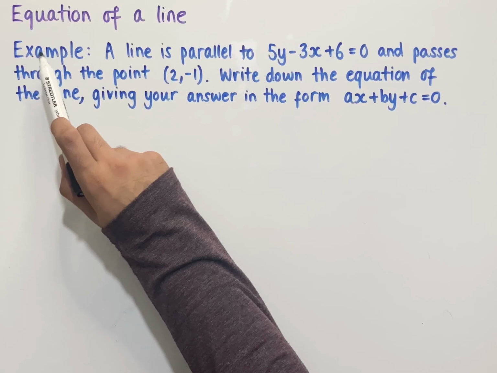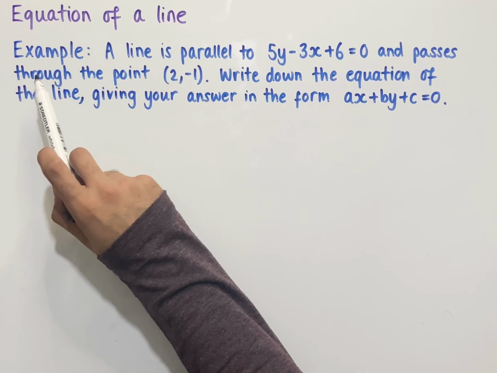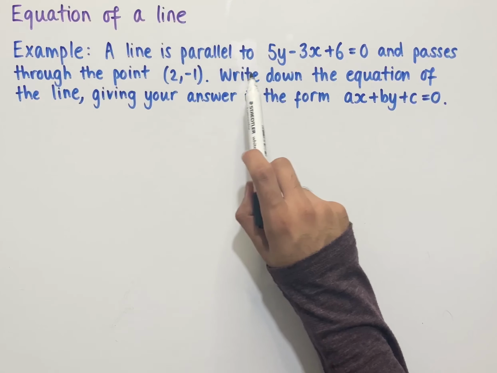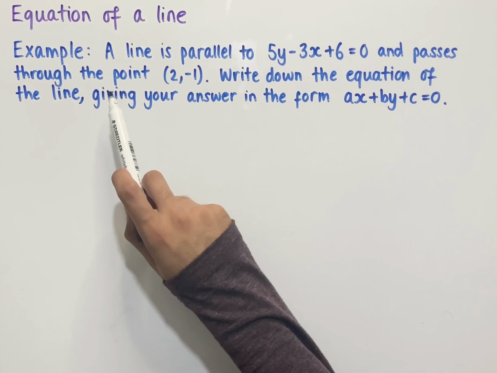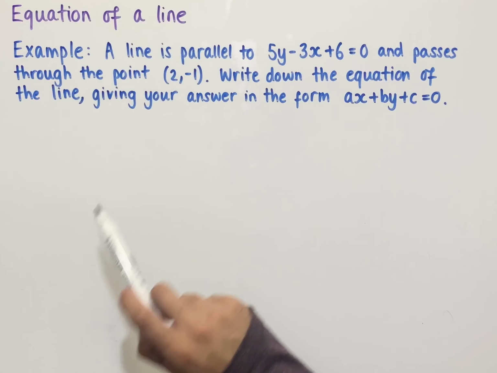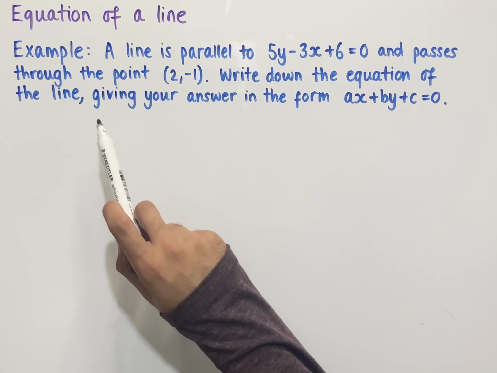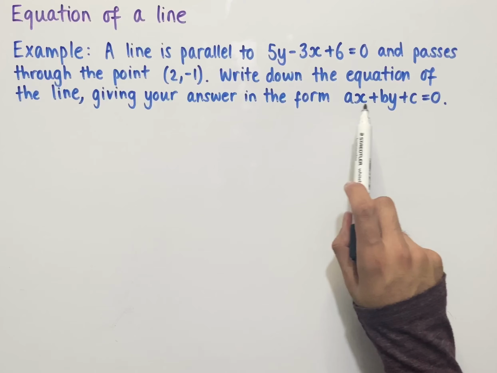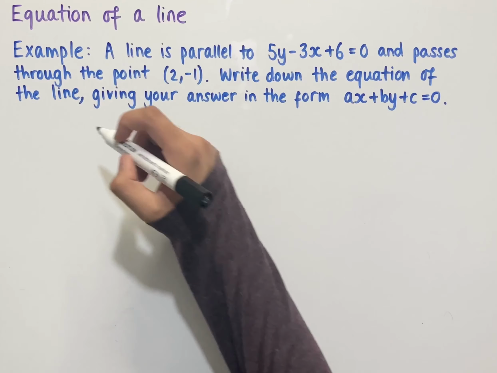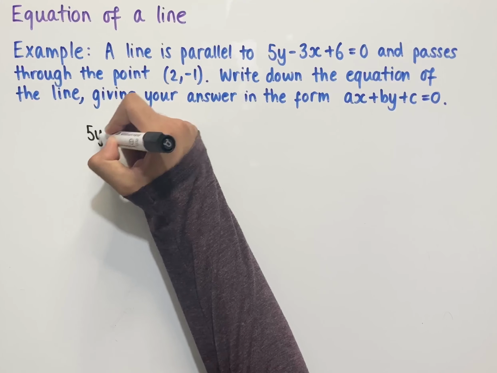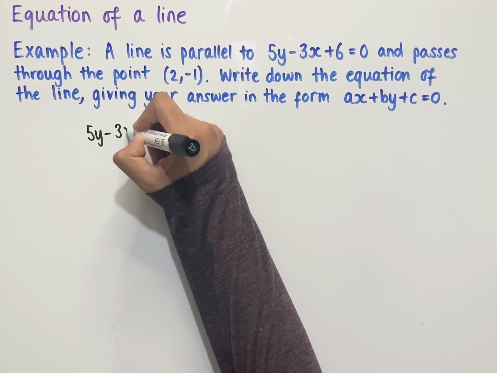Let's look at the equation of a line. So the example says a line is parallel to 5y minus 3x plus 6 equals 0 and passes through the point (2, -1). Write down the equation of the line, giving your answer in the form ax plus by plus c equals 0. So we start off with this equation here, which is 5y minus 3x plus 6 equals 0.